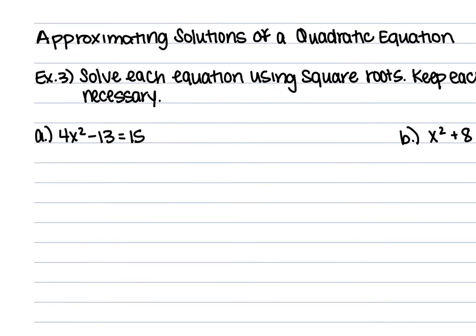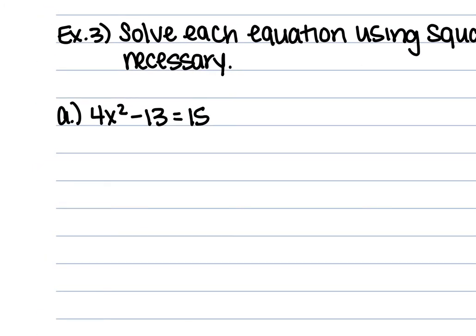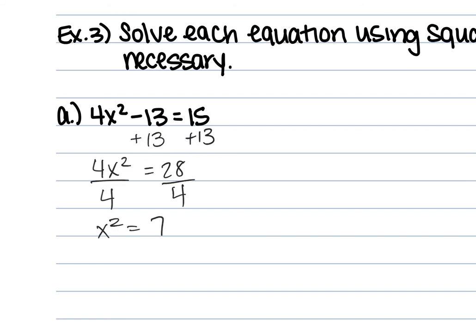These next few, we're not going to get a super convenient answer. We may get a radical, and we're going to have to simplify that radical. So for A, we're going to add 13 to both sides. We're going to get 4x squared equals 28. Divide by 4, divide by 4. You're going to get x squared equals 7, okay?